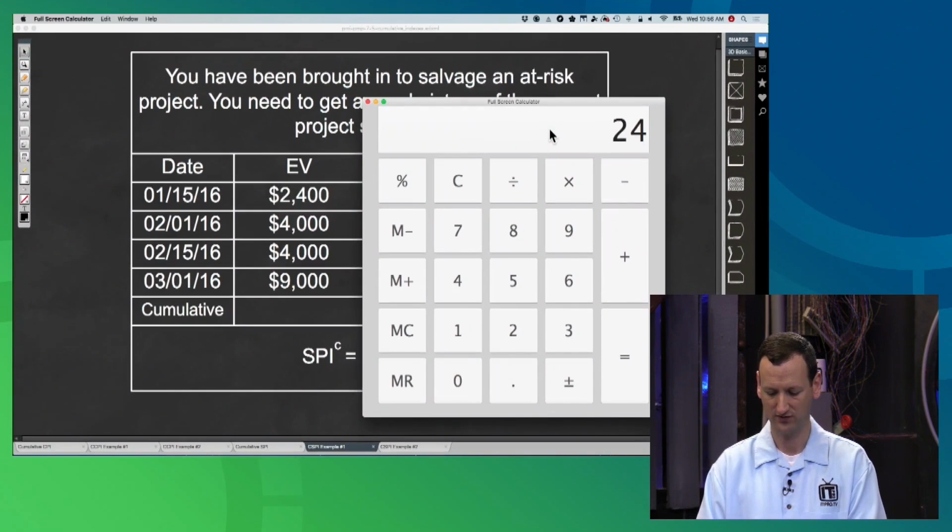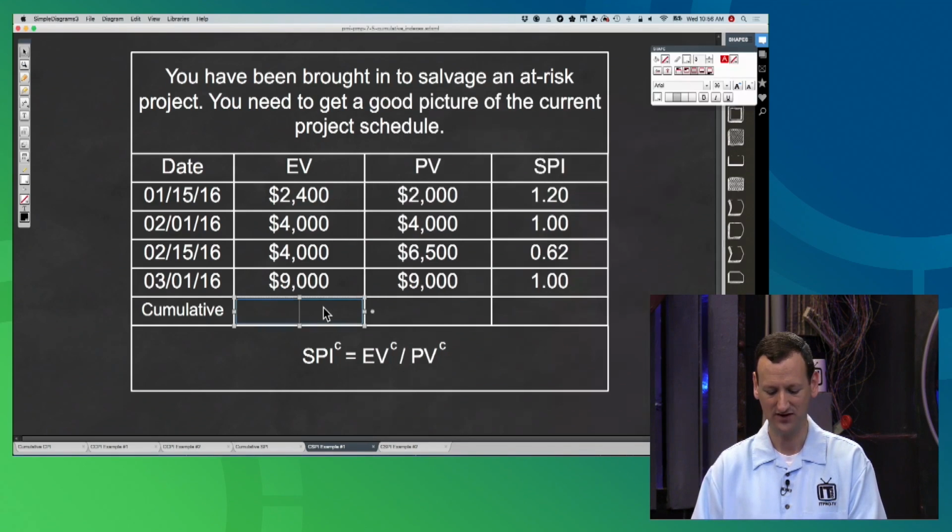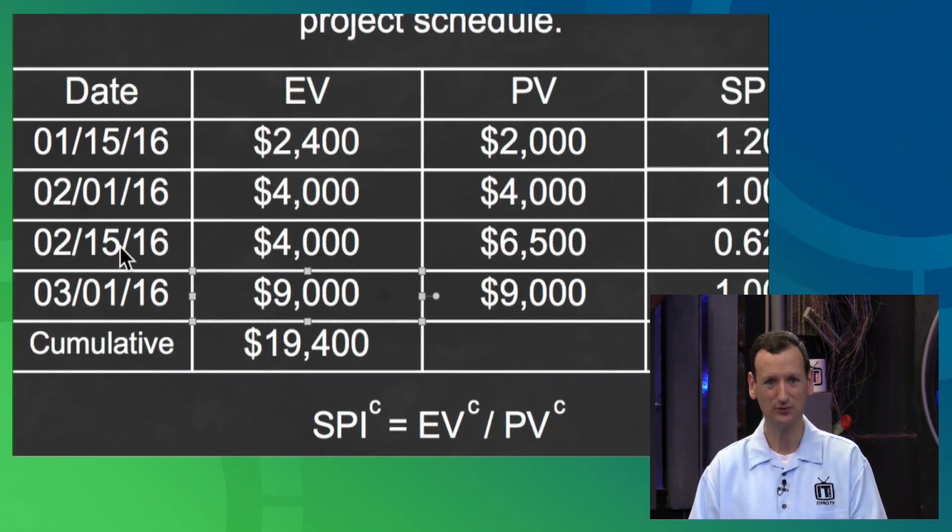So if I take $2,400, whoops, $2,400, oh geez. Now my calculator skills are in question. We'll add in $4,000, we'll add in another $4,000, and then we'll add in $9,000. Now that's an interesting one right there. So I get $19,400, and what I noticed as I was typing all that in is that we had a work stoppage. If you look, I've got 2 reporting periods where my earned value didn't change.